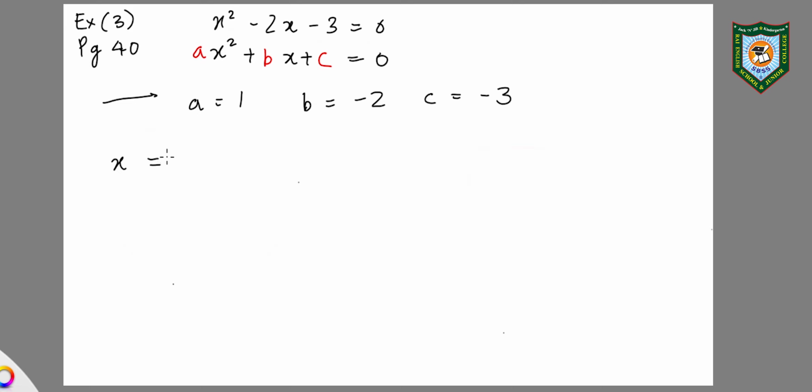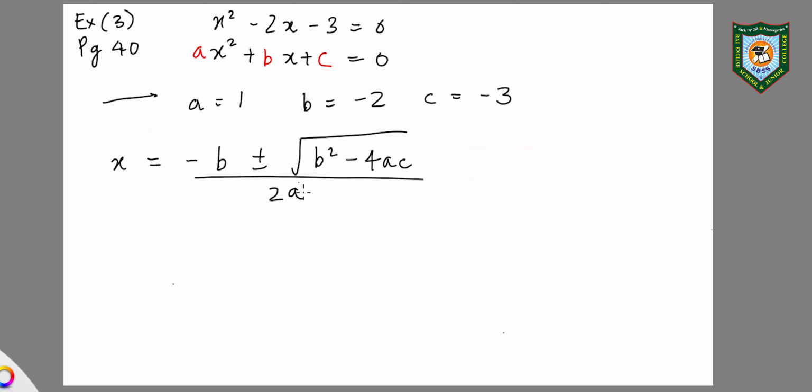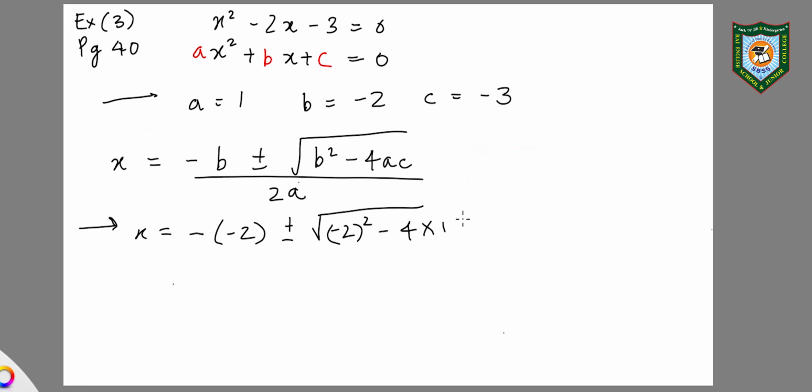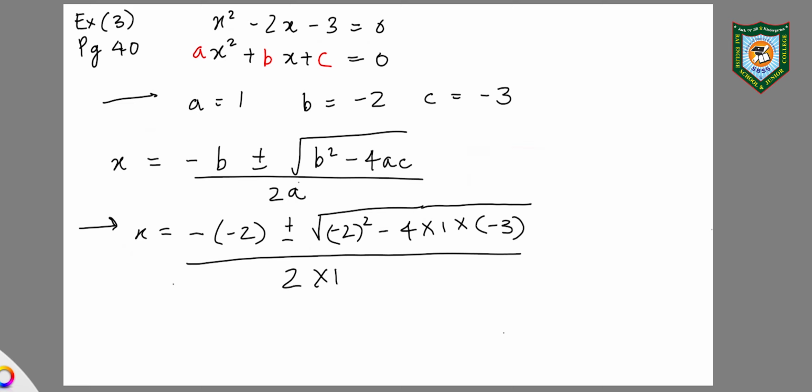Therefore, in my formula method, I have x is equal to minus b plus minus under root b square minus 4ac divided by 2a. Now here I have x is equal to minus of minus 2 plus minus under root minus 2 whole square minus 4 into 1 into, now the value of c here is minus 3. So we need to make sure that is accounted for. This is complete divided by 2 into 1.